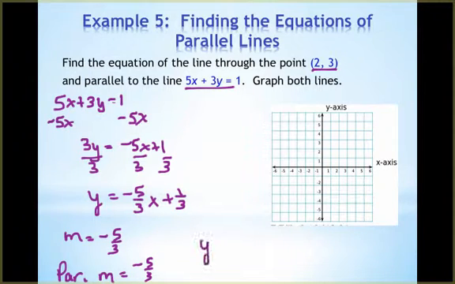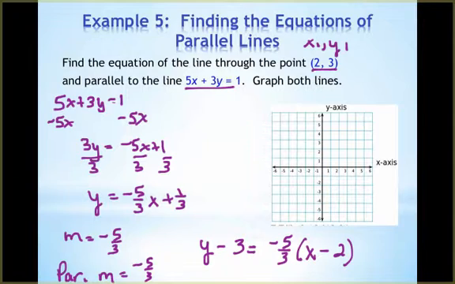So my equation becomes y minus, so we come up here, this is my x1 and my y1. So y minus y1, well that would be 3, equals m, my slope, negative 5/3, x minus x1, which would be 2. And then it asked me to graph those two lines. So let's take a moment and graph the one that we originally were looking at.